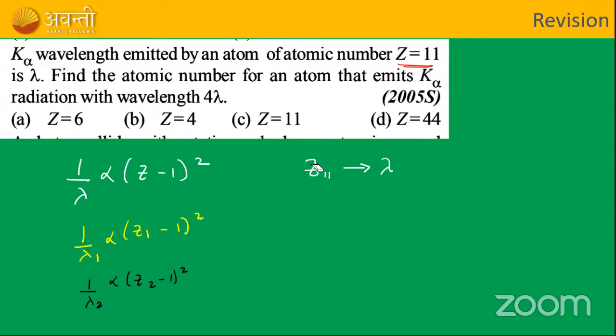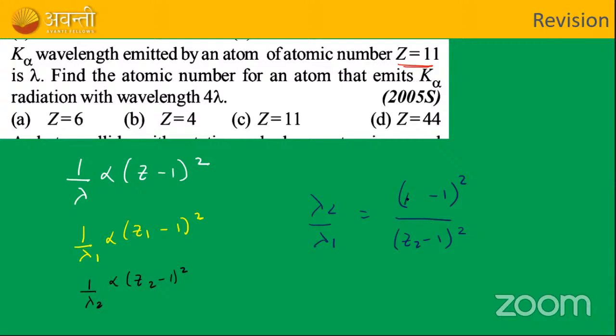Since there is a proportionality constant, I have to divide. So now while dividing, 1 by lambda 1 divided by 1 by lambda 2 is equal to Z1 minus 1 whole square divided by Z2 minus 1 whole square. So this is how it looks. The denominator goes to the numerator, so I can write this as lambda 2 by lambda 1. Simple.